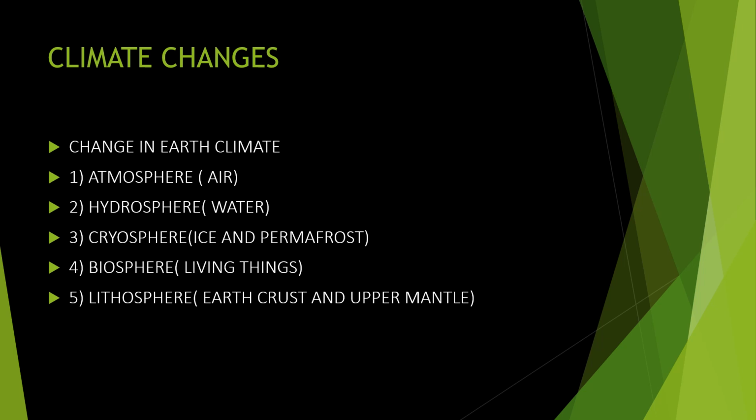The lithosphere is the earth crust and the upper mantle. Why have we given the 5 areas? Because the earth's climate is usually connected with all these 5 areas. So we have to know the 5 areas connected to climate changes. Okay.